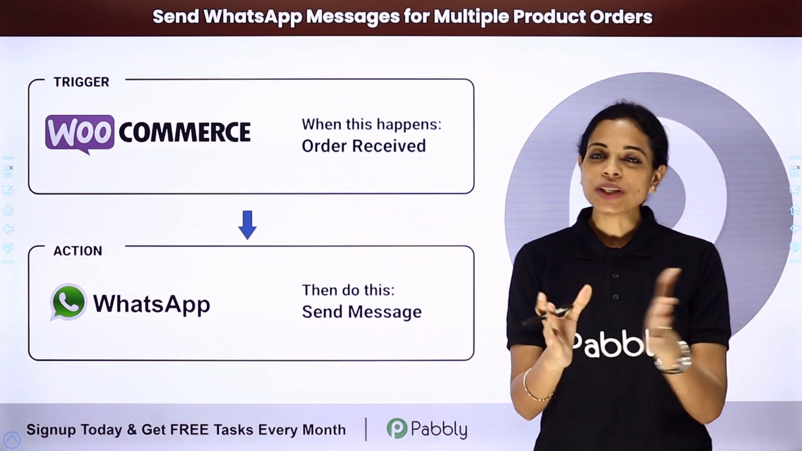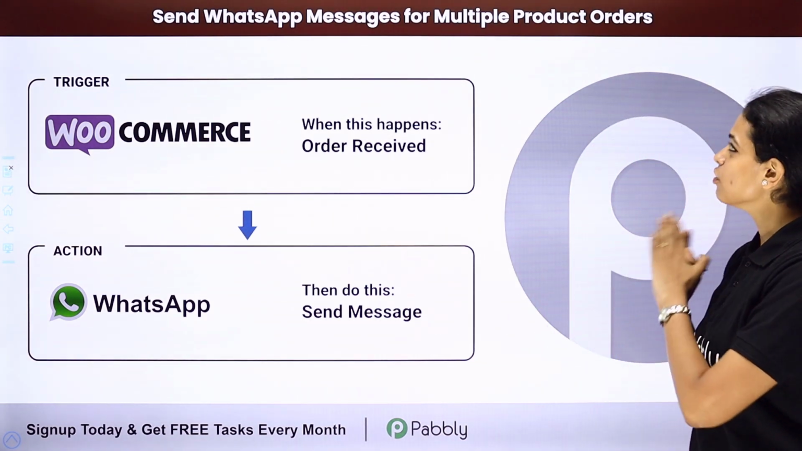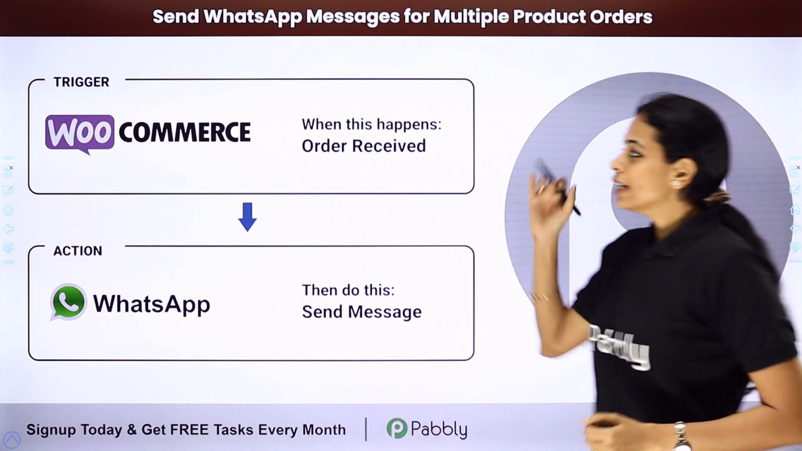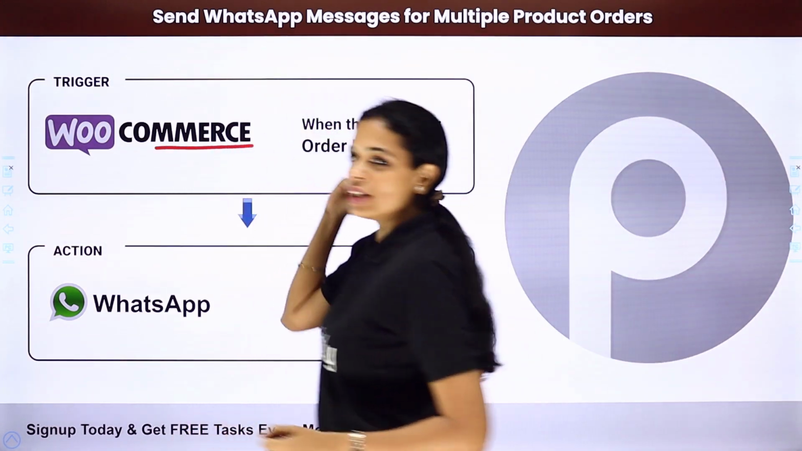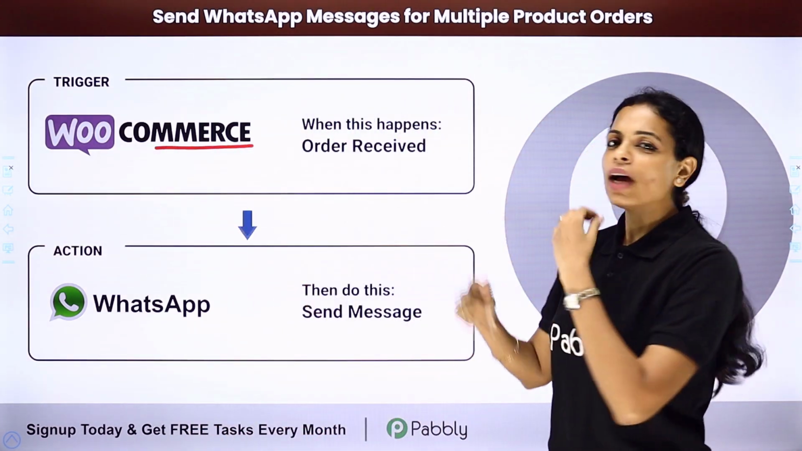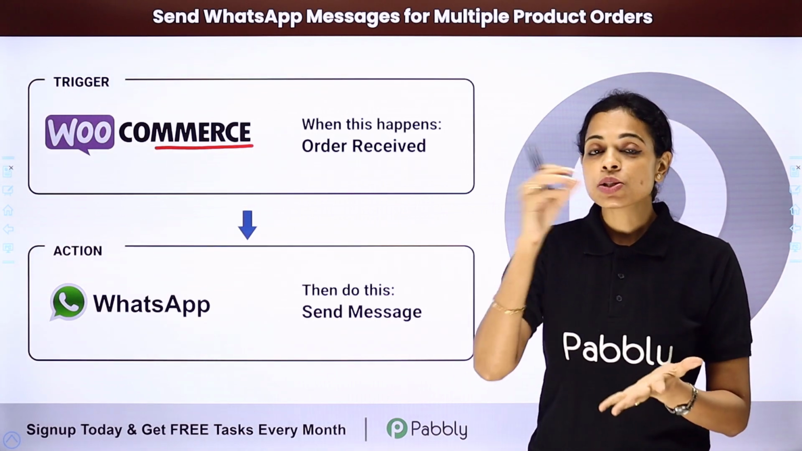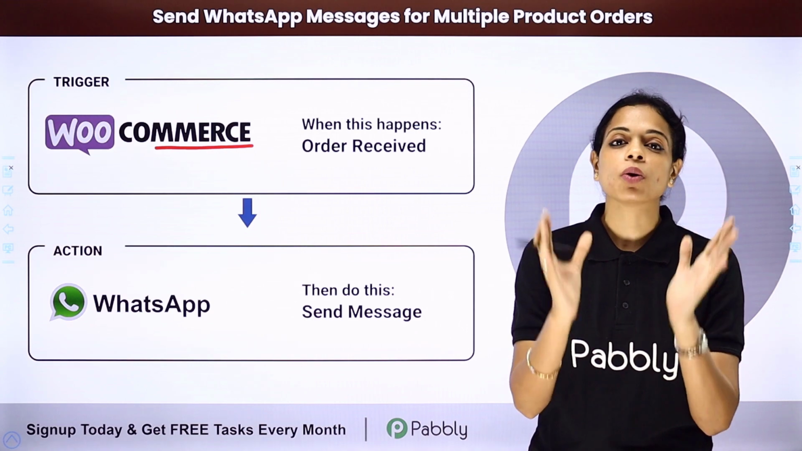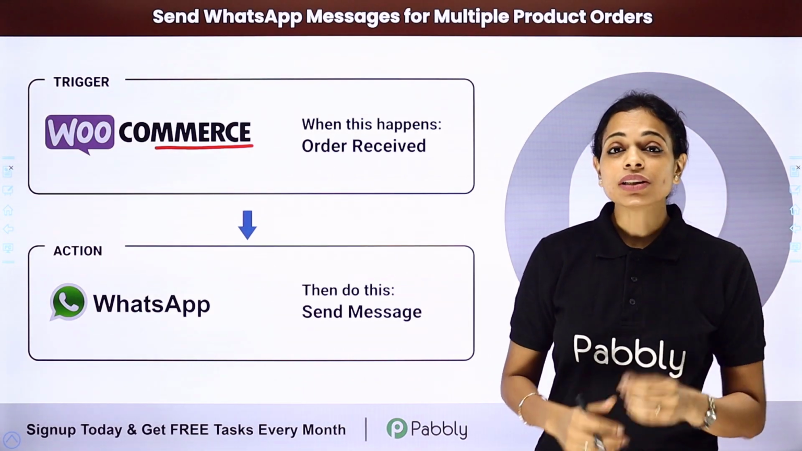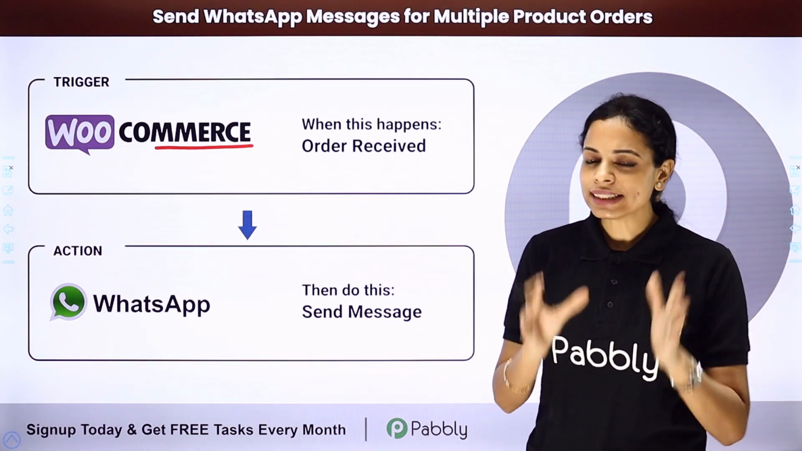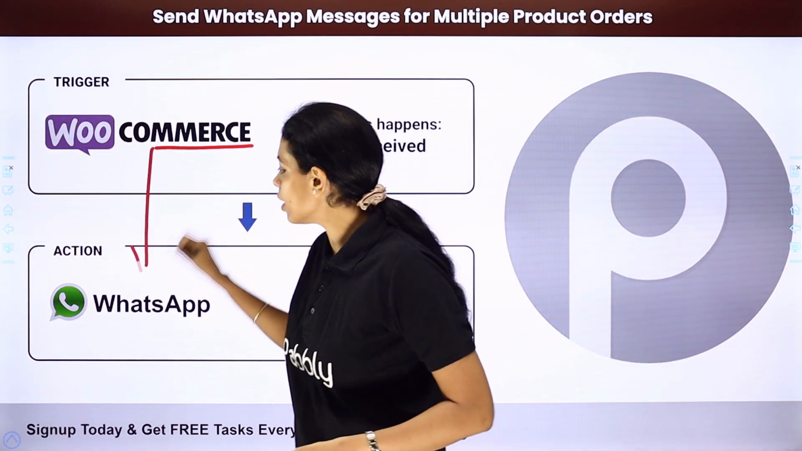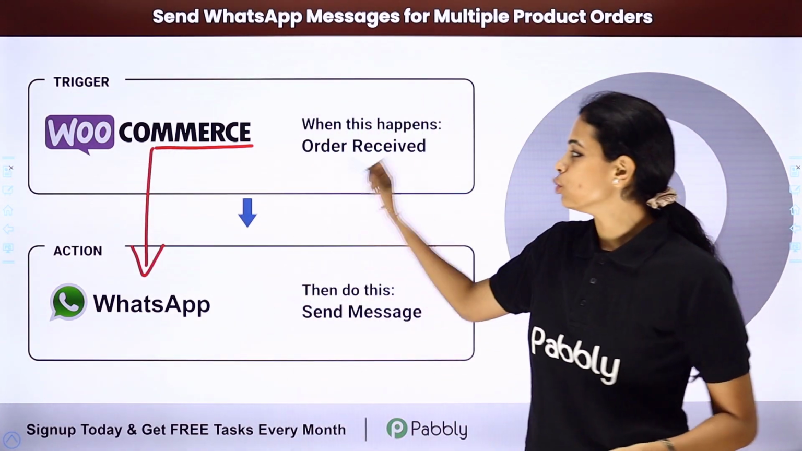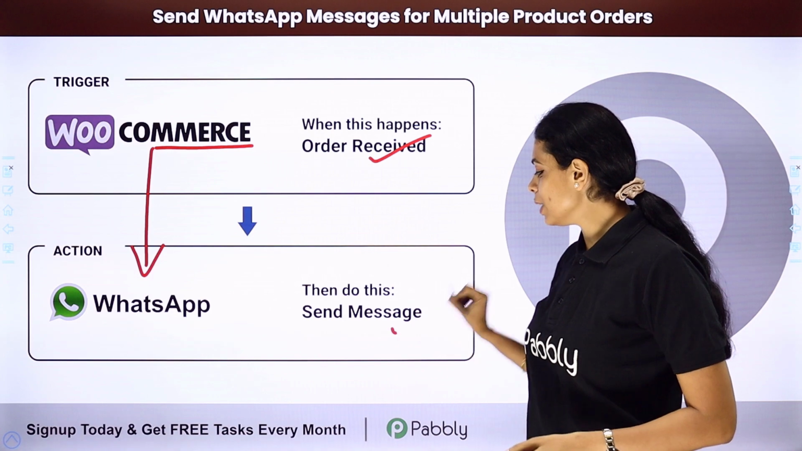In this video, we are going to see how to send WhatsApp messages for multiple product orders. Let's say that you're using WooCommerce as an e-commerce platform and you have received multiple orders. So the customer who has ordered this, you want to send a WhatsApp message regarding the order confirmation. Now this has to be automated. Can you do that? Yes, with the help of Pabbly Connect software. Here your trigger application would be WooCommerce and your action application would be WhatsApp.